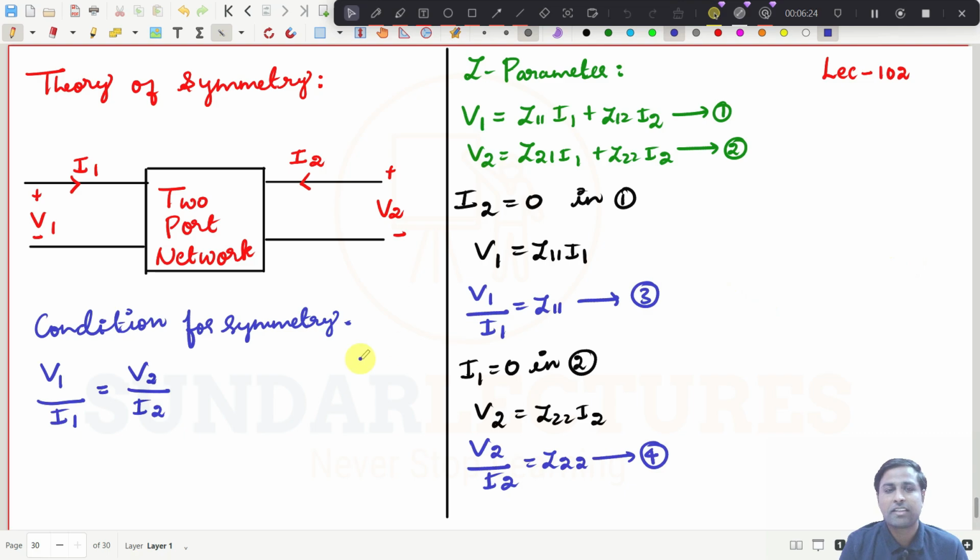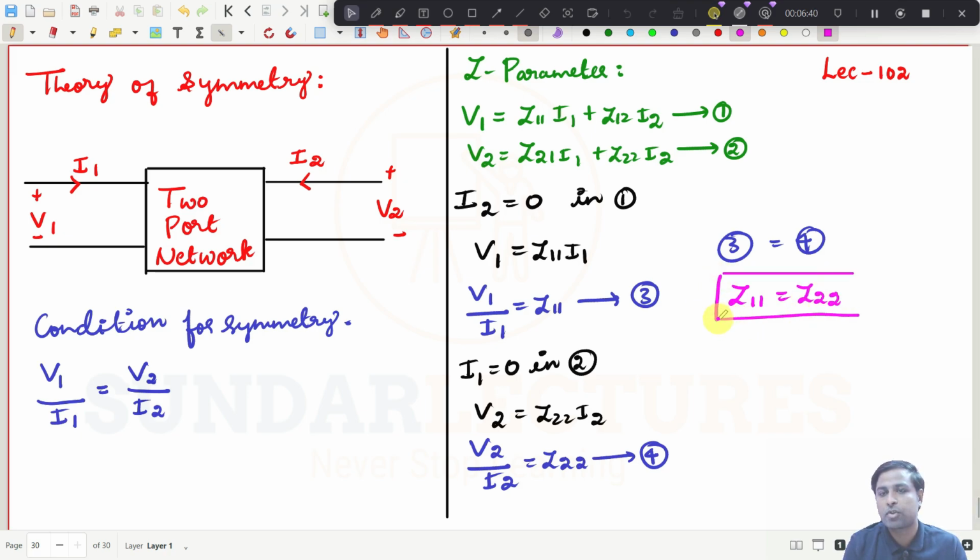See here, this is the condition. You have to equate equation number 3 to equation number 4. What you will get? Z11 is equal to Z22. That's all. The condition is very simple to understand too.